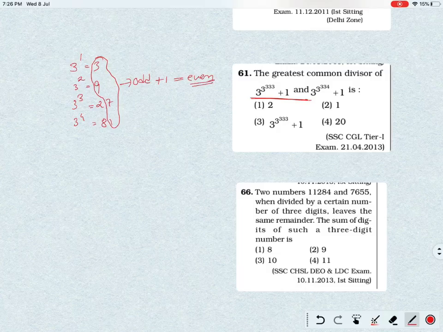So if this is an even number, it must be a multiple of 2 and not all of these. And since it will also be a multiple of 2, but we are asked the greatest common divisor, the answer will be 2.